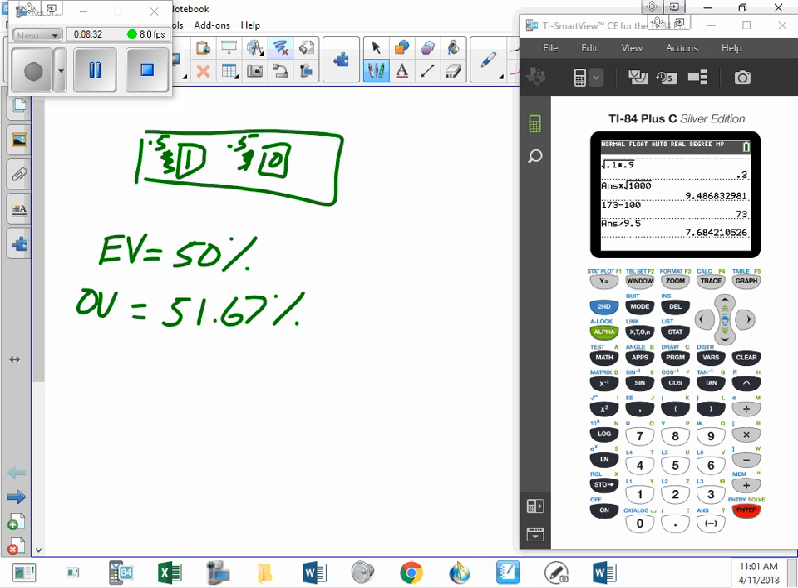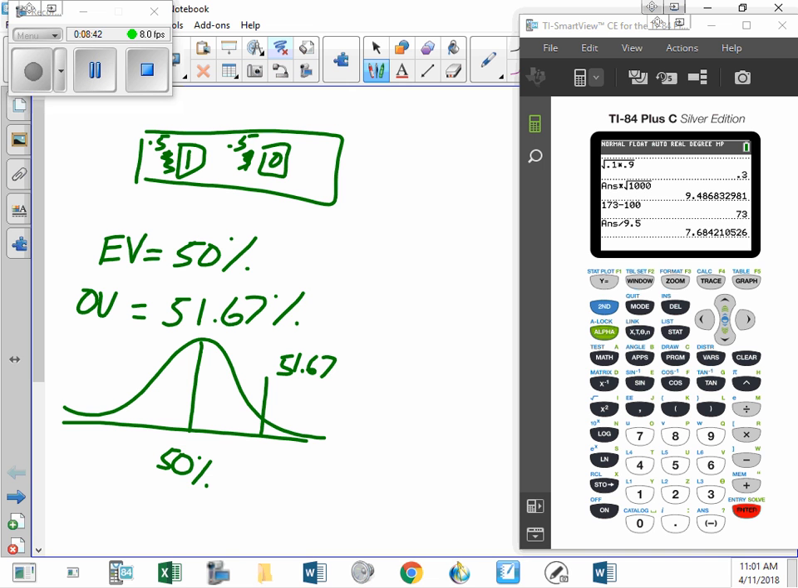Okay. So I draw my curve. 50% is my expected value. 51.67 is my observed value. Okay. So my null is equal to 50%, and my alternative is greater than 50%. Okay. And then my SD is 0.5.